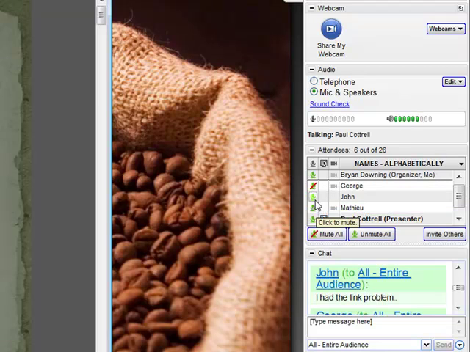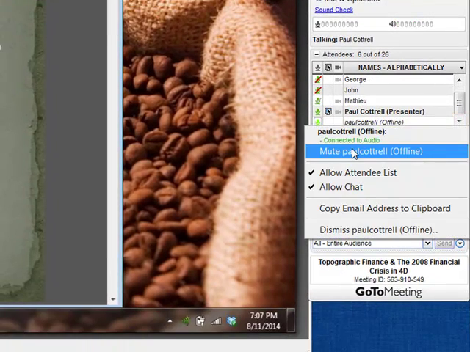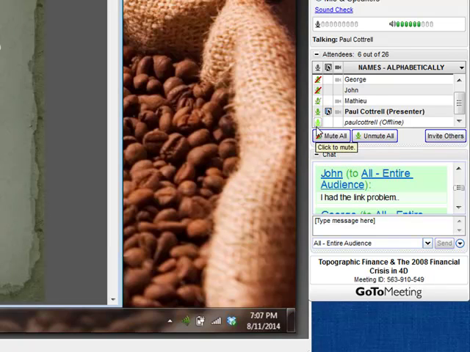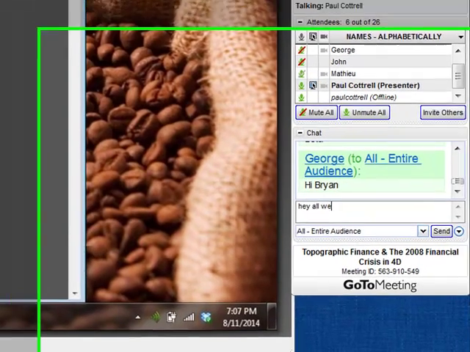And I'm going to be talking about topographic finance and the 2008 financial crisis. And I'm going to be showing this in 4D, which is a 3D surface that is moving in time.